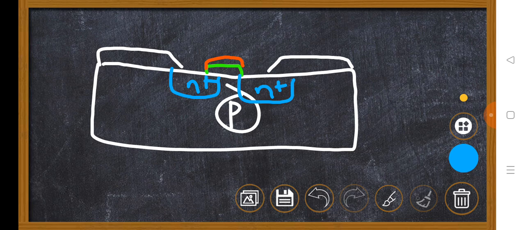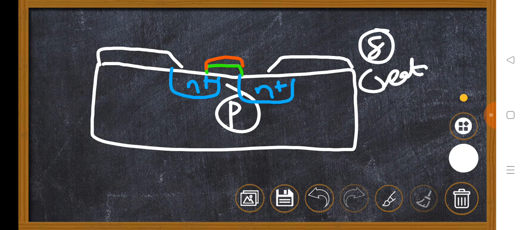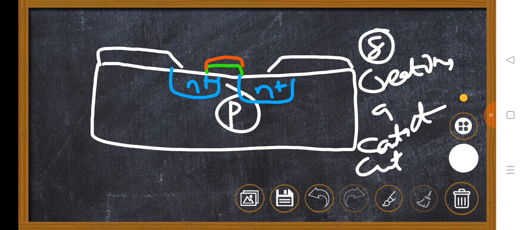Now if you observe, after diffusion there is a contact here. Therefore we have to cut this contact. So the next step, the eighth step, is creating a contact cut. We should create a contact cut, or you may call it creating contact holes. Are you clear?